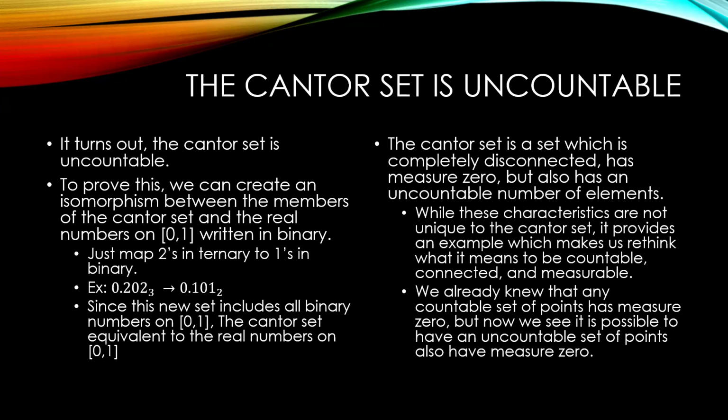The Cantor set is a set which is completely disconnected. It has measure 0, but also has an uncountable number of elements. Well, these characteristics are not unique to the Cantor set. It provides an example which makes us rethink what it means to be countable, connected, and measurable. I mean, this is a very weird set. The idea that everything is disconnected, it's got measure 0, but it still has an uncountable number of elements, that's very, very weird. We already knew that any countable set of points had measure 0, but now we can see that it's possible to have an uncountable set of points also have measure 0.